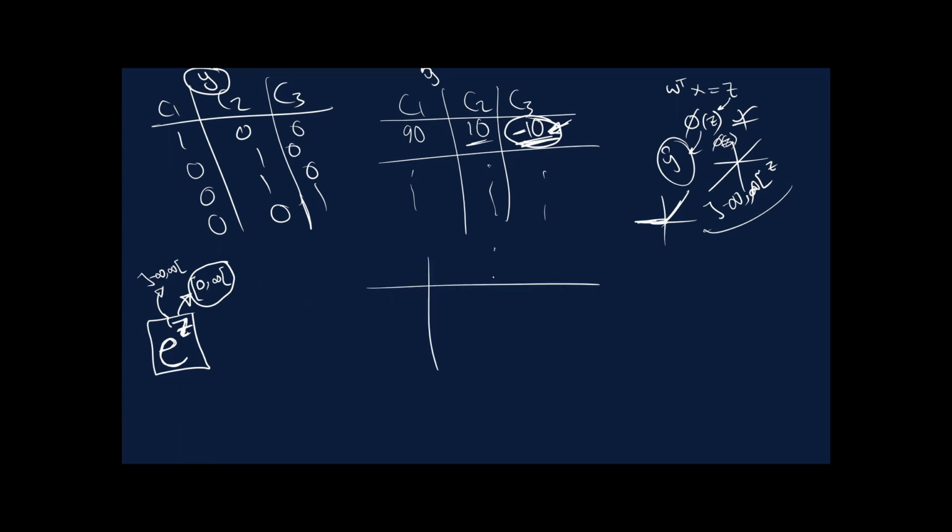So the first step will be like this. So 90 will be e to the power of 90 over e to the power of 90 plus e to the power of 10 plus e to the power of minus 10. The second one will be e to the power of 10 divided by the same thing. Okay, so I will call this summation. So I will just put summation here because it's the same thing. Here e to the power minus 10 divided by the same summation. Okay, so any problems with this? Any questions?